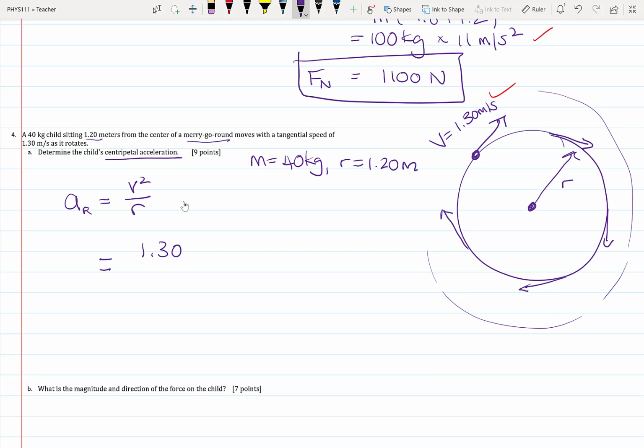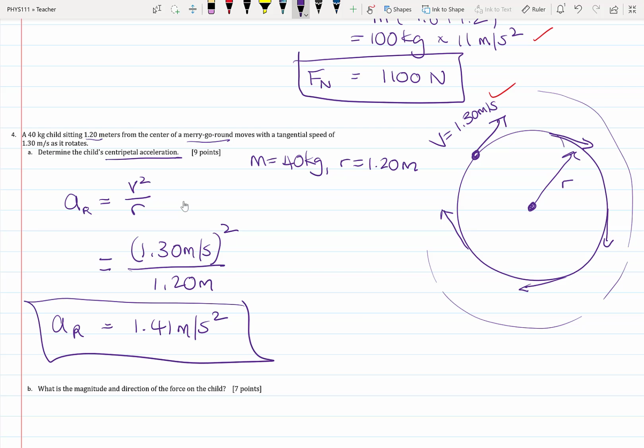That's 1.30 meters per second, squared, divided by the radius, which is 1.20 meters. And this gives us that a_r is equal to 1.41 meters per second squared. And we're done with that question. We'd get a bunch of points for these things, putting all things just as we should, showing the situation.